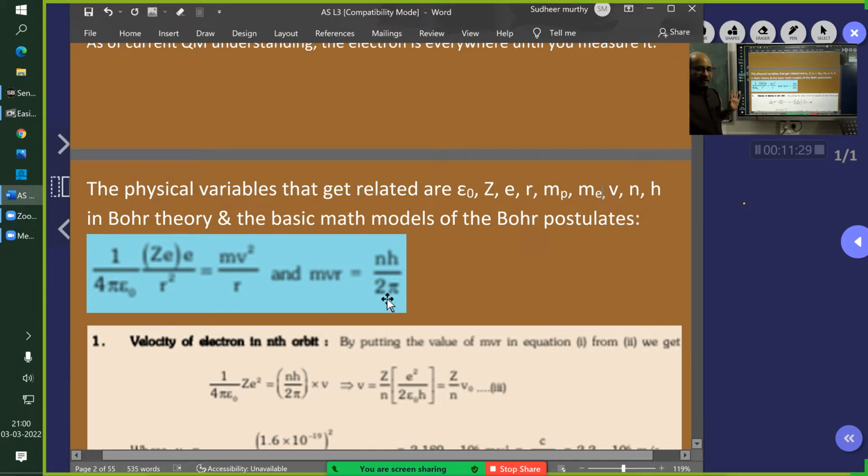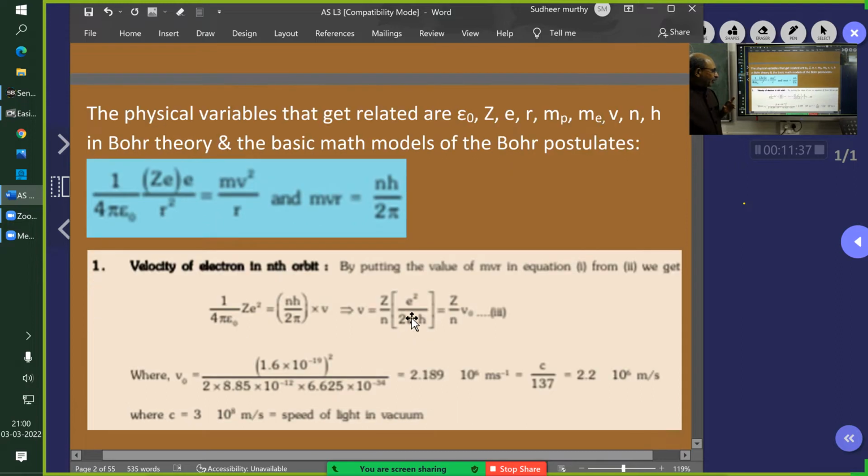mvr is equal to nh by 2 pi. Fine, students. So this is the basics with which now we are going to learn more about the Bohr model. What we are going to learn is now the electron is revolving. Now the velocity of the electron in the nth orbit, right? So what is the velocity of the electron in the nth orbit?